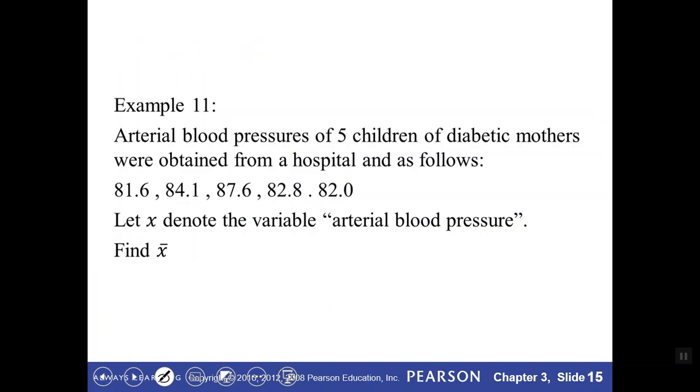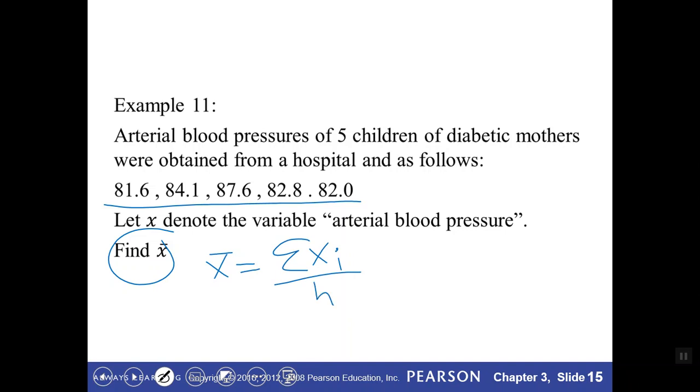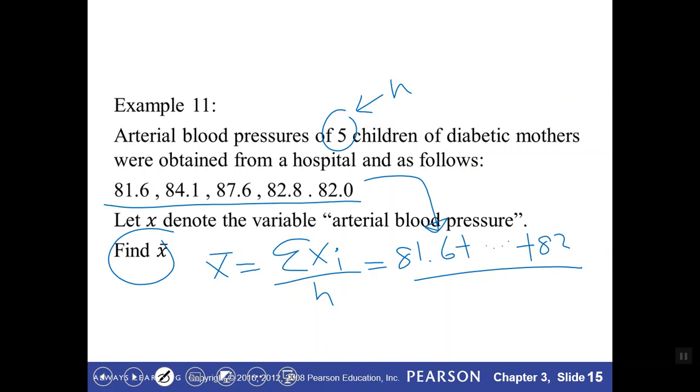In this case, the blood pressure of 5 children is this. So we need to find x bar. What is the equation of x bar? It is equal to the summation of xi's divided by n. You know what n is? n is 5. Summation of xi is 81.6 plus dot dot dot 82. You have to take these values and divide by 5. Now you can find what x bar is.